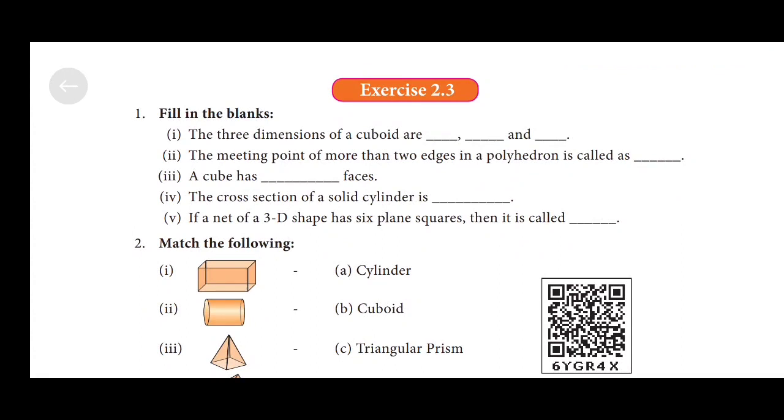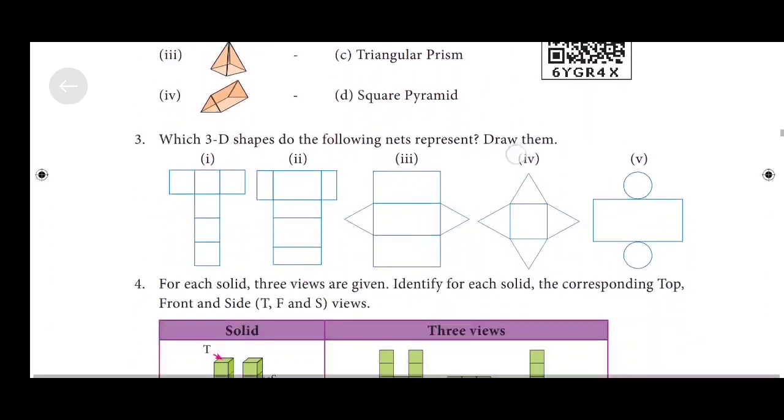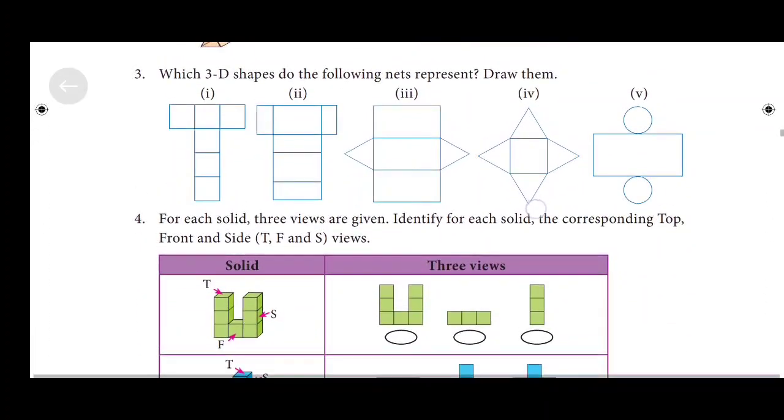Then exercise 2.3. So you go through the fill in the blanks and the match the following. In every exercise I have told you to do the fill in the blanks and match the following. Why? Because when you find the answer from the given definition, you are able to understand the concept. In mathematics, if you understand the concept, it is very easy to solve the sums, concept and example sums. So you can go through, you can learn more.